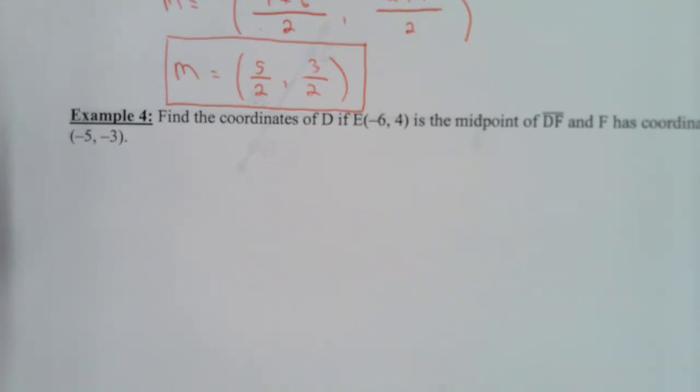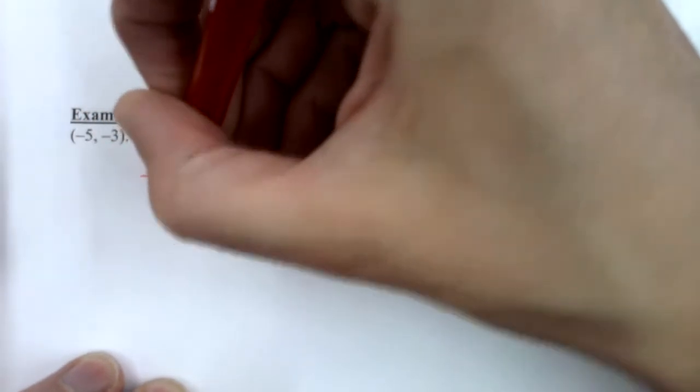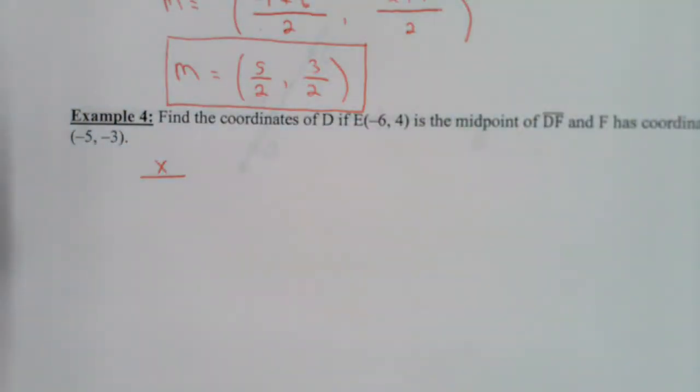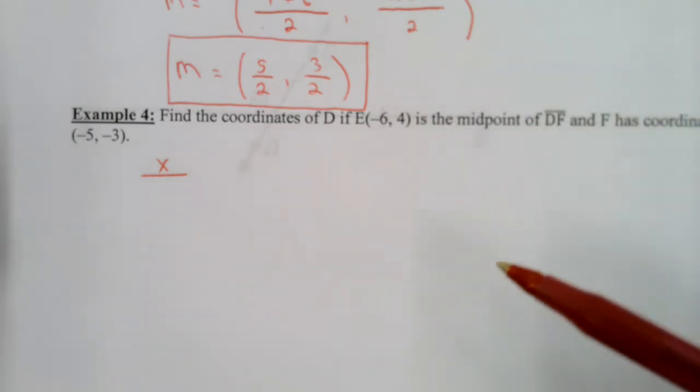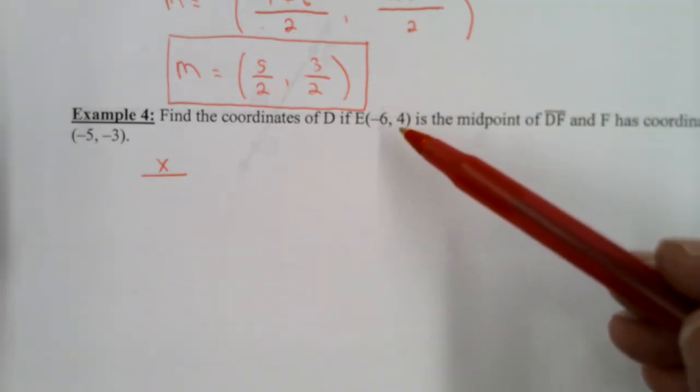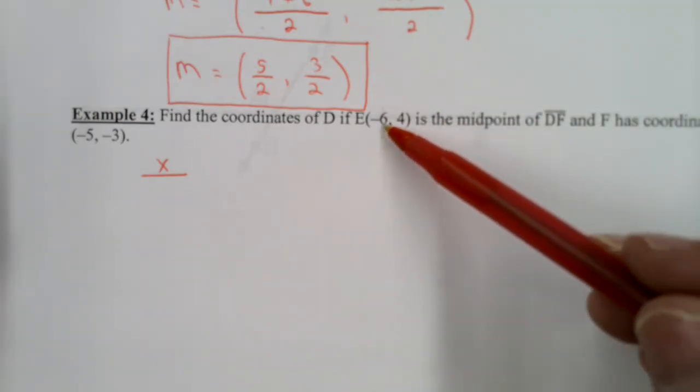Let's ignore all the y's and let's focus on the x's. Okay, I'm just looking at the x's. I don't care about the y's. We'll do that in a minute. Let's look at just the x's. Okay, E is the midpoint. Okay, it tells you that. That midpoint x value is -6.